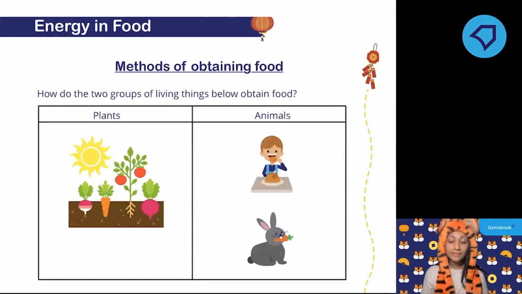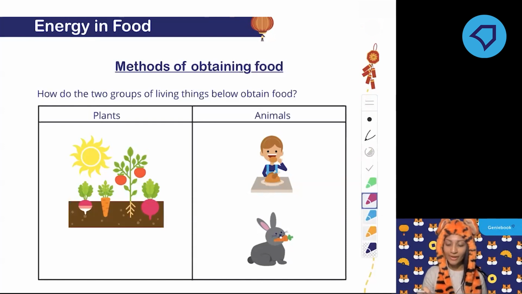So what are the methods of obtaining food? If you look at the picture over here, we have plants and animals. Humans are under the animals category, and there's also a pet rabbit there. Very cute. So how do you think these two groups of living things obtain food? It's quite obvious. Zixuan said plants make their own food.